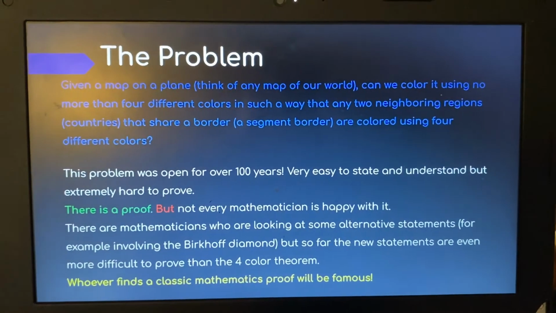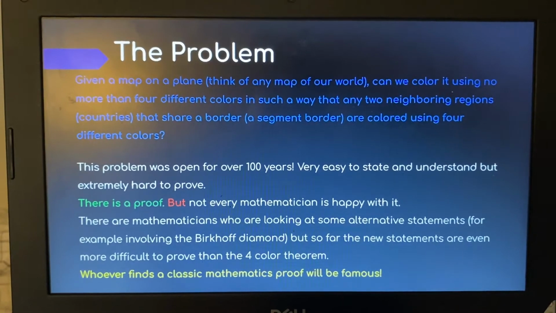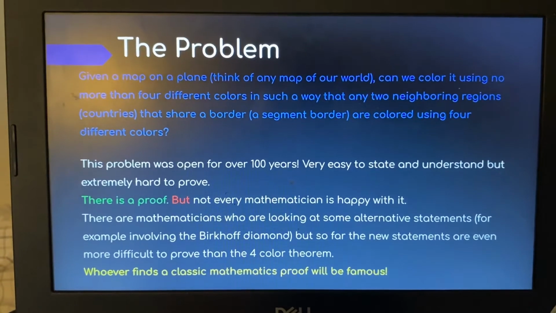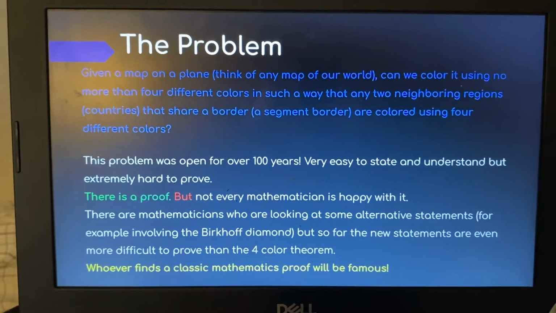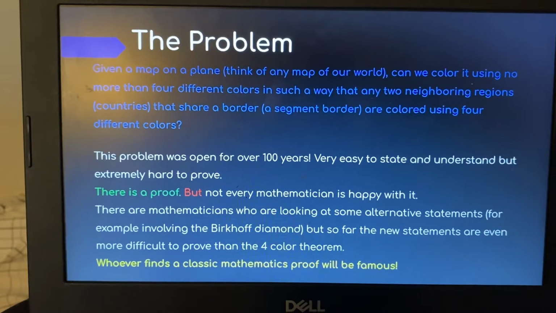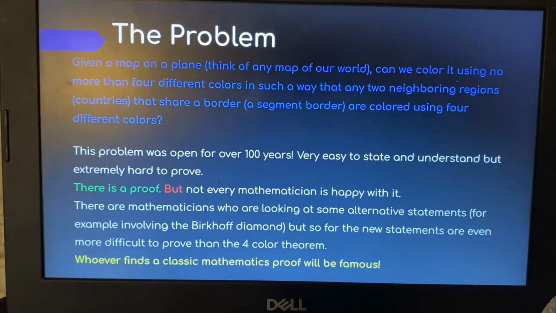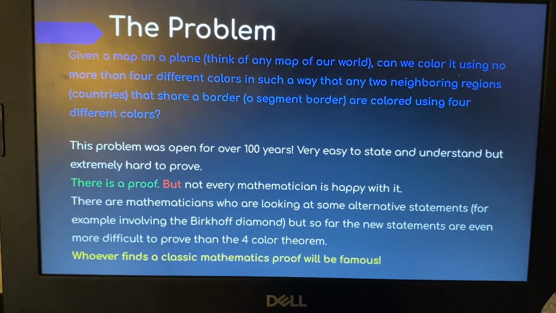The problem was: given a map on a plane, can we color it using no more than four colors in such a way that no two adjacent regions have the same color? This problem was open for 100 years and is very easy to state and understand, but extremely hard to prove. There's a proof though, but not every mathematician is happy with it.